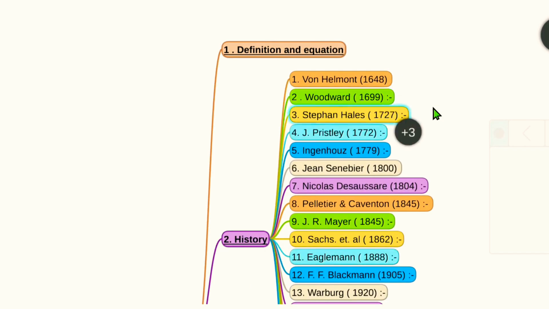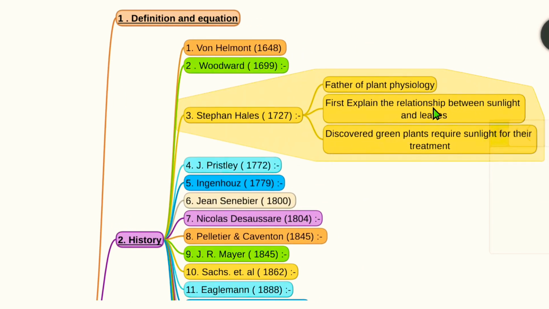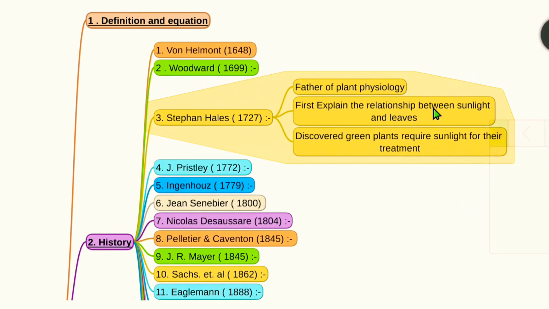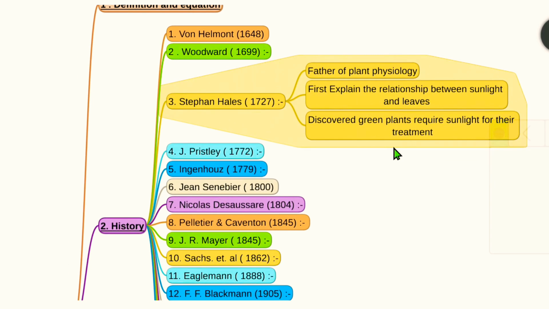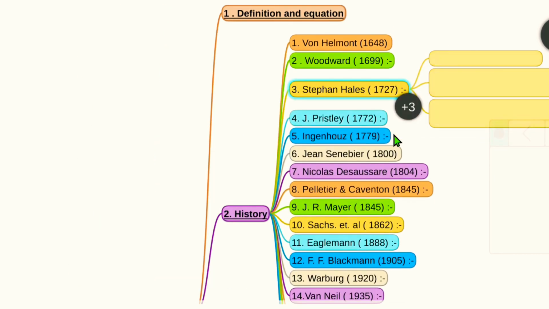And next one is Stephen Hales. It was very important. He was the father of plant physiology. Stephen Hales was the father of plant physiology. He first explained the relationship between sunlight and the leaves, and he discovered that green plants require sunlight for their nourishment. So go to the next.